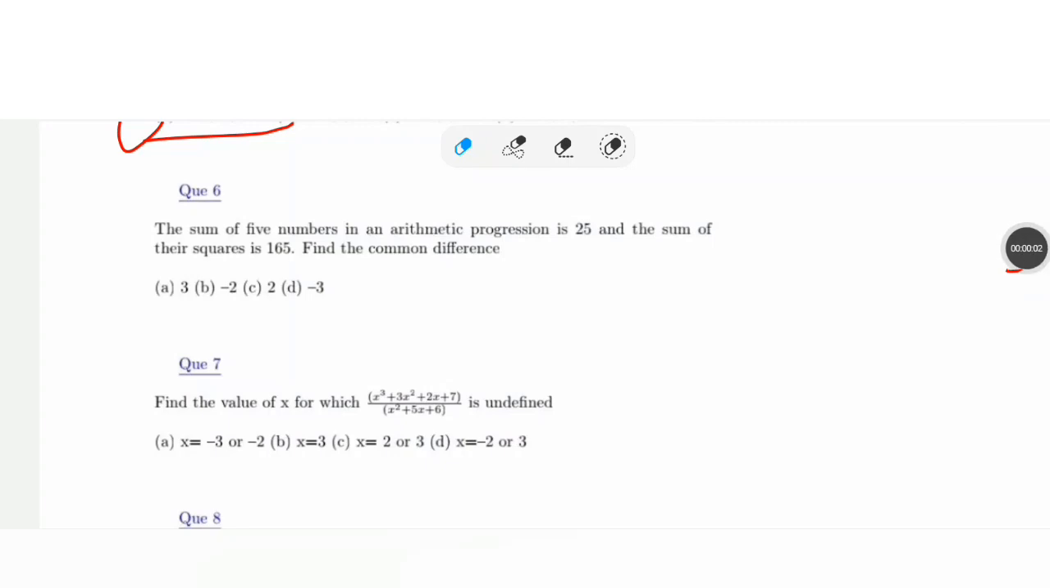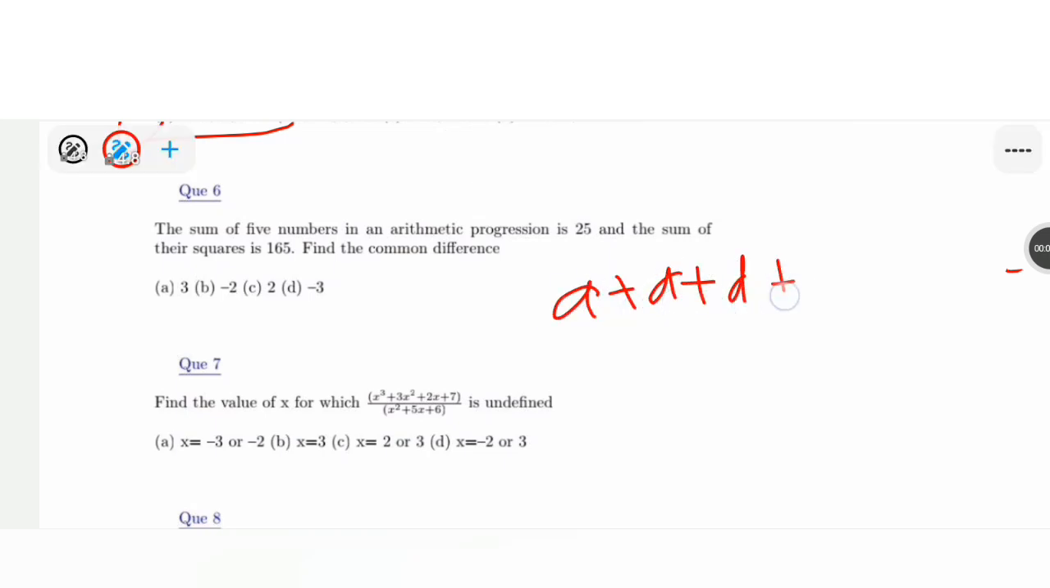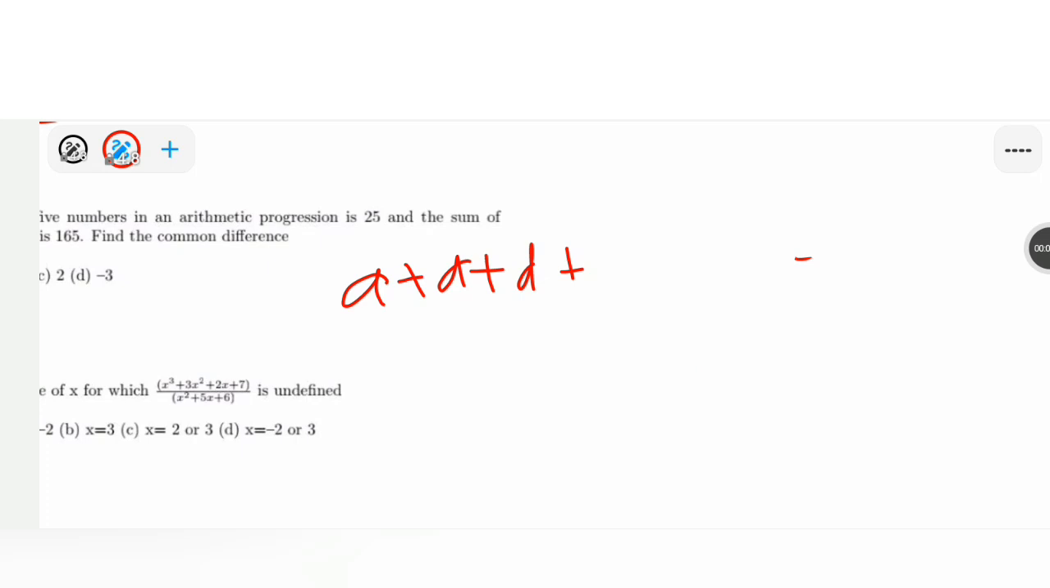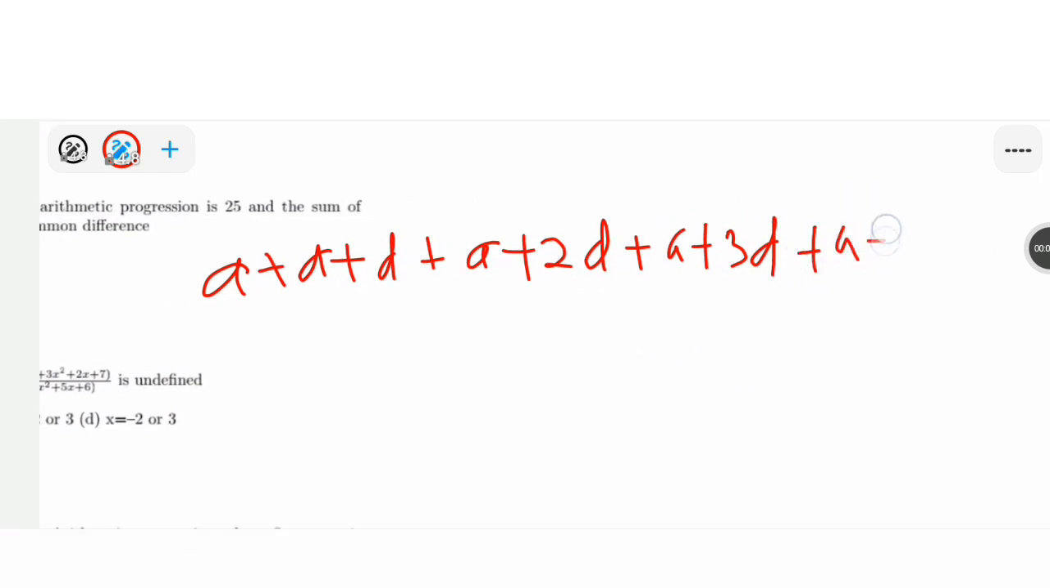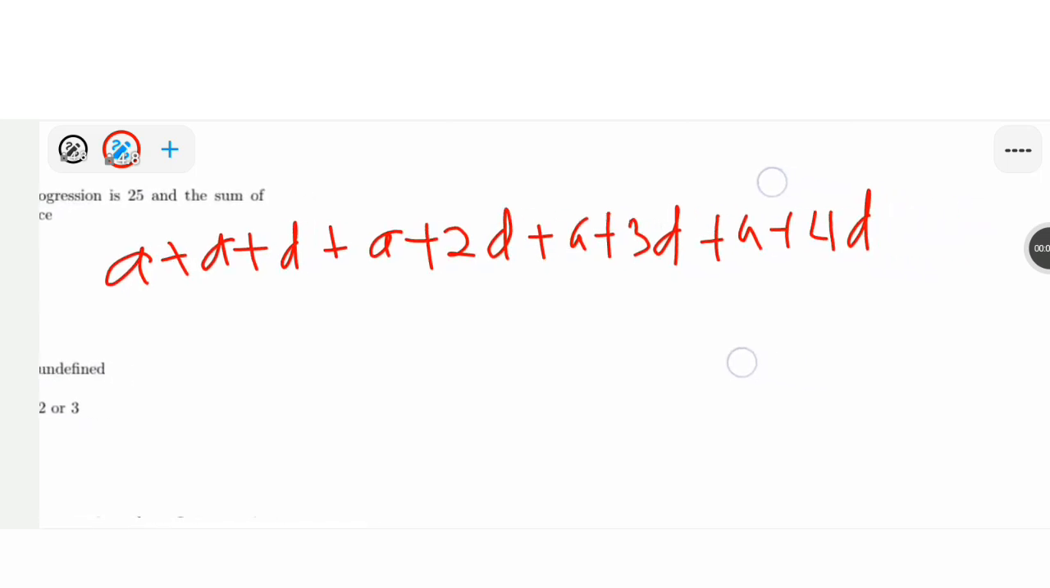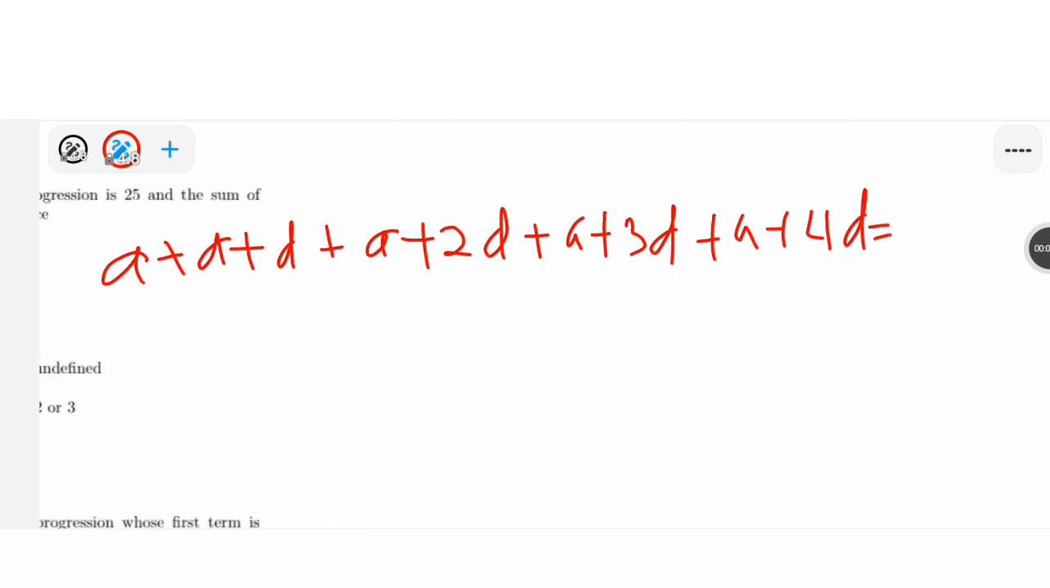So the sum of the 5 numbers is 25 and it's an AP. So the first term of an AP is a. So you have a, plus the second one is a plus d, the third one you have a plus 2d, a plus 3d, last one a plus 4d. So if you add all this, you must get 25. That's what's in the question.